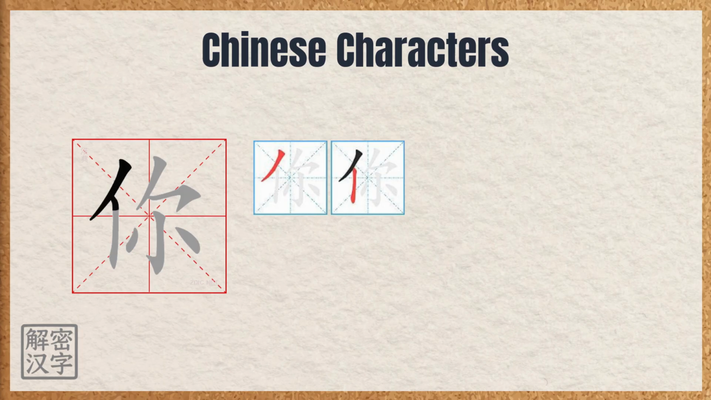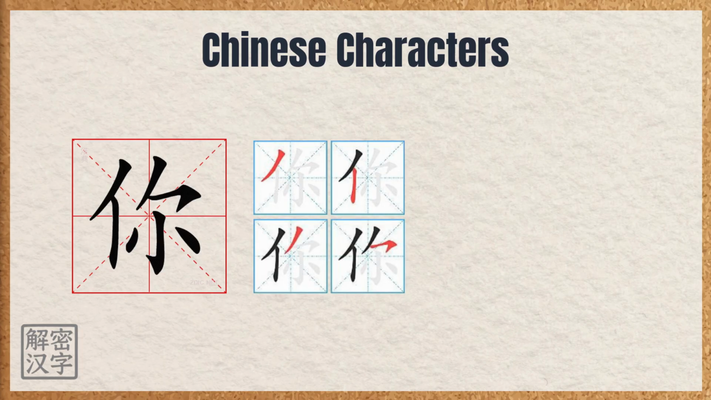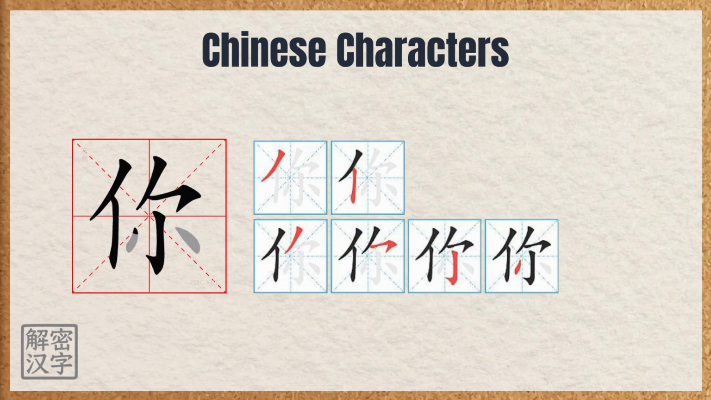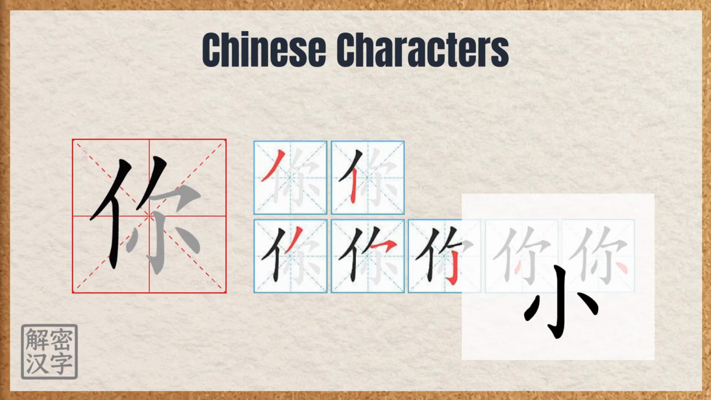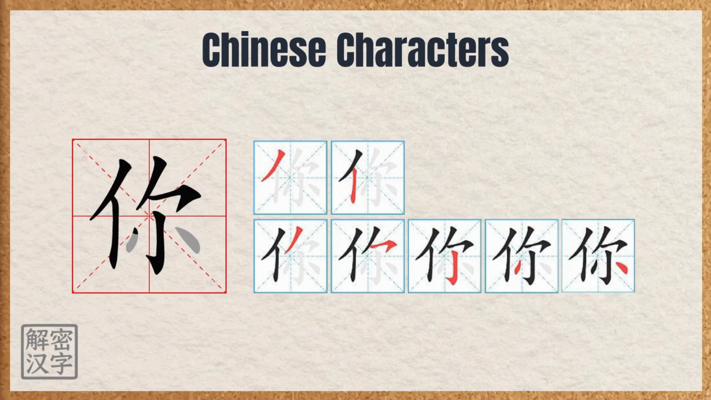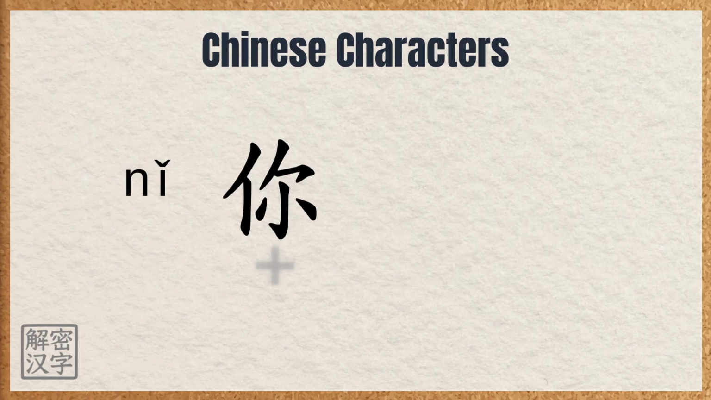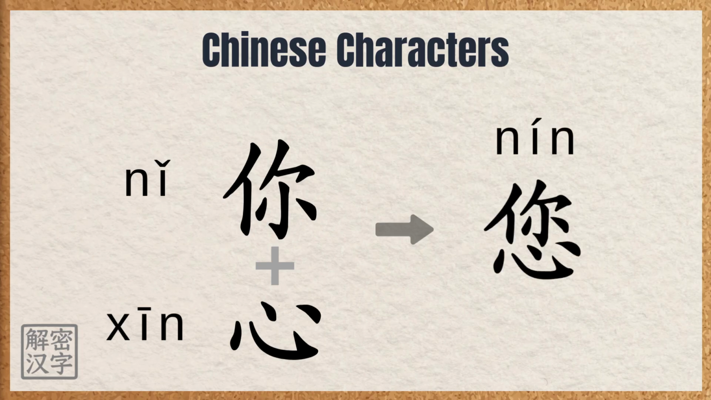The stroke order is left falling stroke, horizontal hook, vertical hook, then a left falling stroke on the left side of the vertical hook, and finally a dot on the right. Does this part look like the character xiao with a little hat on top? Did you get it? Now, if you add xin under ni, you get nin.